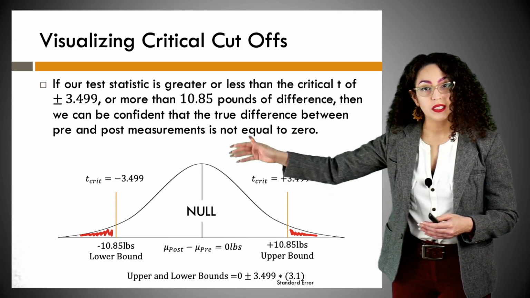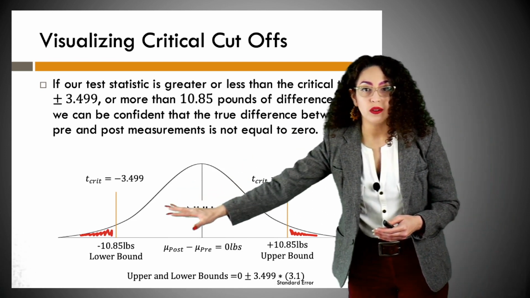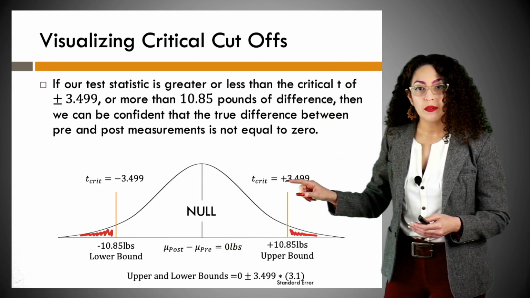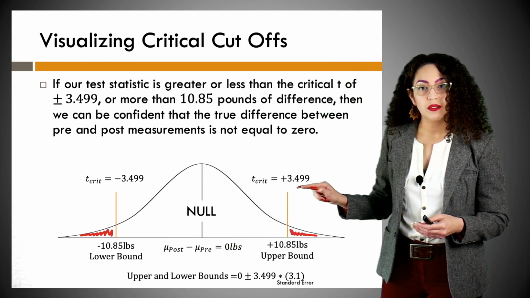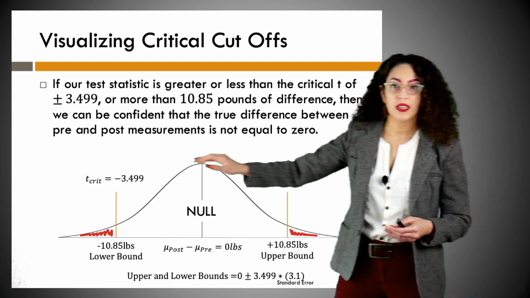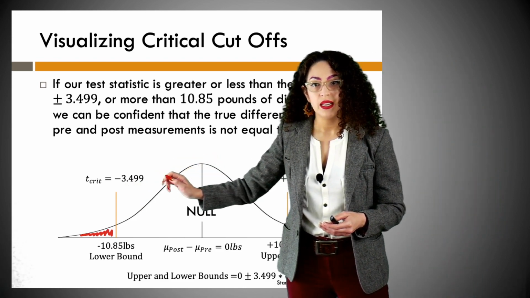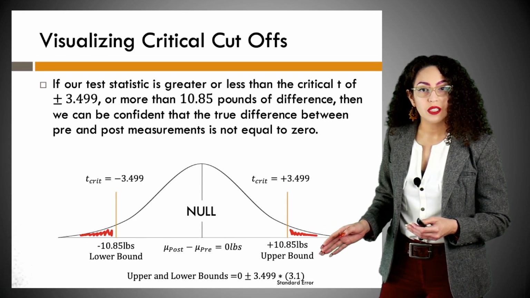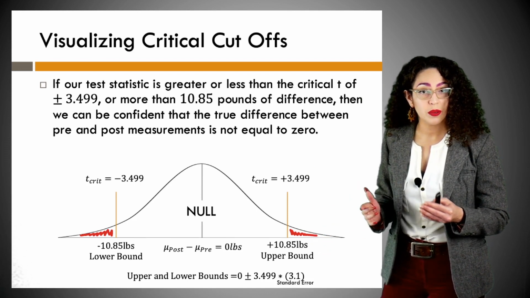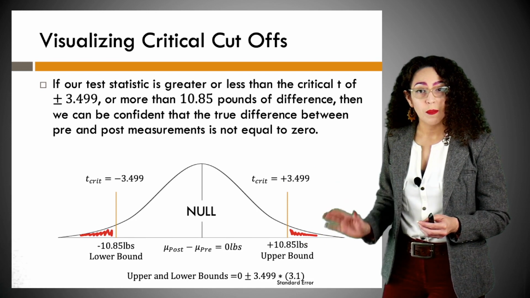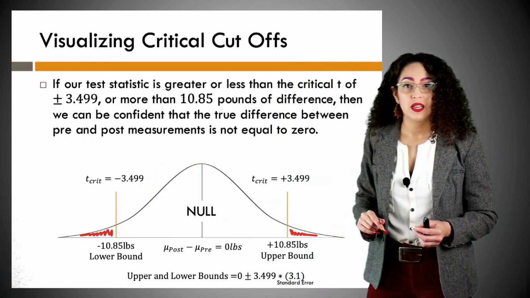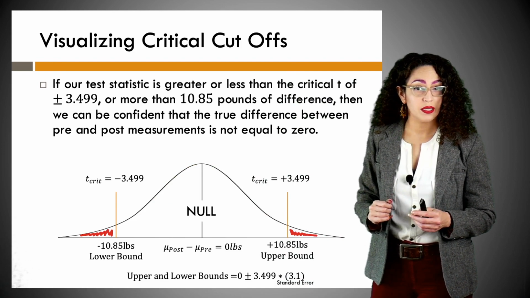So here is, of course, the lovely curve. I have my null living up in here, and we are going to set that equal to 0. Then we have our critical cutoff values. We have 3.499 positive and negative 3.499. And I once again translated this into the original scale. So if there is a difference from pre- and post-test scores, an average difference of more than 10.85 pounds or less than negative 10.85 pounds, we are going to reject that null hypothesis.